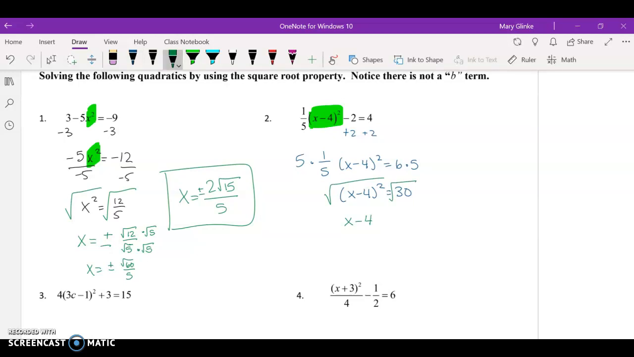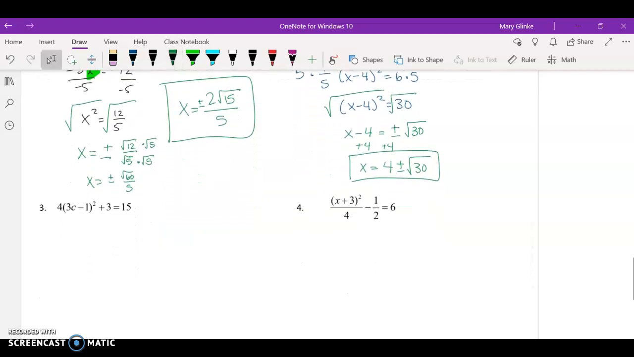On the left-hand side, the square root and the square undo each other, so it's just x minus 4. On the right-hand side, we're going to leave it as the square root of 30 because 30 doesn't break down anymore. Then we're going to move the 4 to the other side, and we cannot combine it because it is not like terms with that 30. So it would be 4 plus or minus the square root of 30.